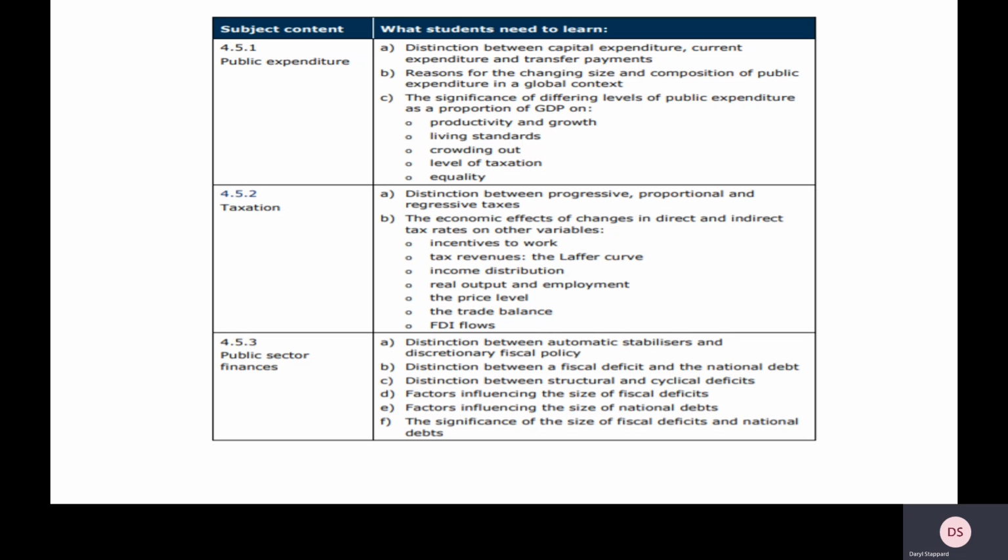Now, in this second video, we're going to be looking at taxes. Okay, so we're going to be looking at different types of taxes and the impacts that taxes will have on the economy.